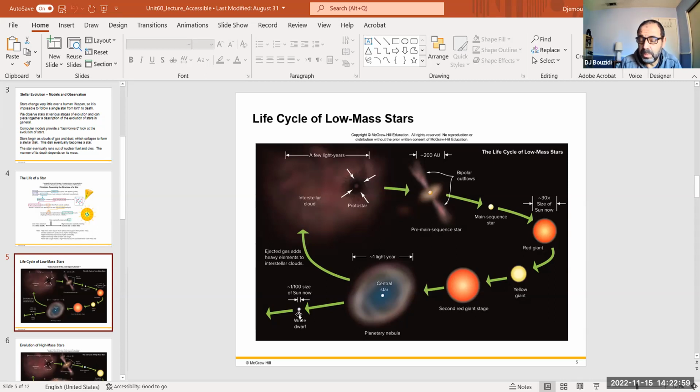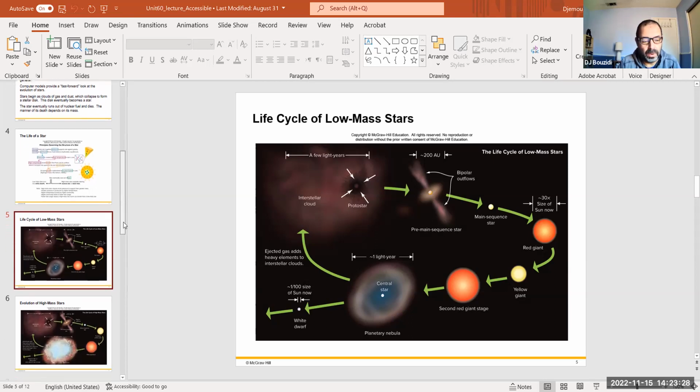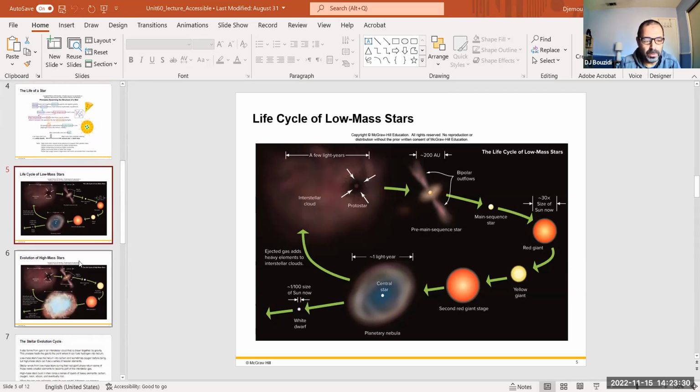So at this point, if it's not part of a binary, this is the end of the star. But if it's part of a binary, there are a little bit of complications that happen because of its neighbor, and there is a potential for interaction between the two. In other words, it could feed off of its neighbor and then have a new lease on life, because it will gain more materials and start fusing and start doing all kinds of weird things again. Or it can even go to supernova. So this is for a low mass star.